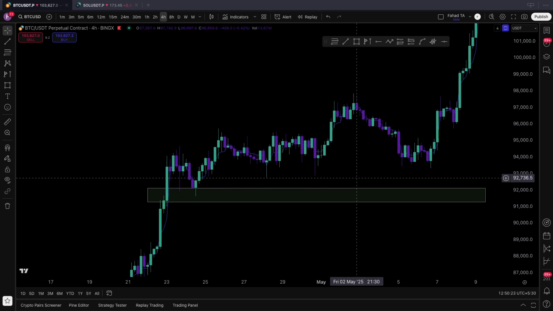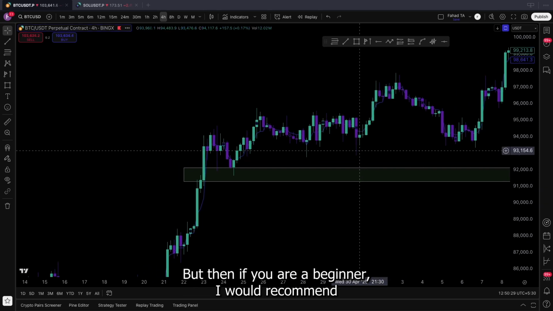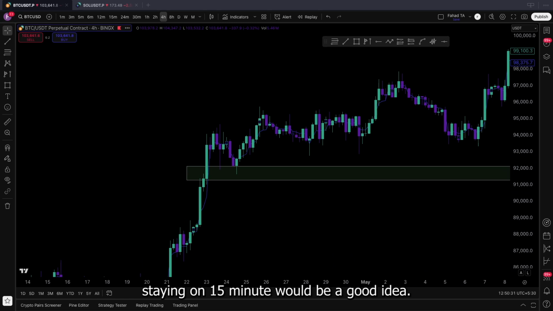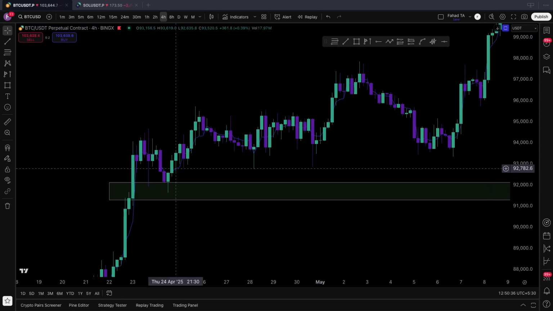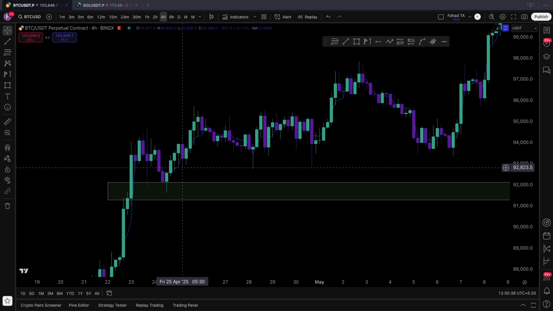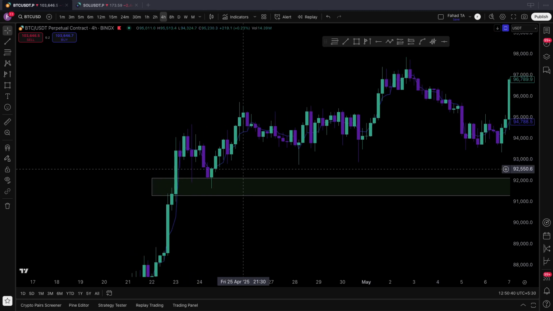You can be watching for your entry triggers at anywhere around 15 minutes, and lower is fine as well. But if you are a beginner, I would recommend that staying on 15 minutes would be a good idea. So what does a pin bar mean? I'm sure you guys have already heard about pin bar. A lot of people talk about it. But let me explain to you why pin bar is a good setup. Why does it make a lot of sense to trade pin bar?